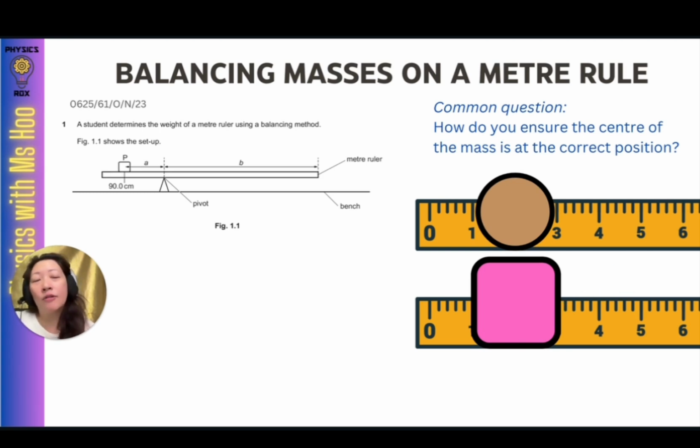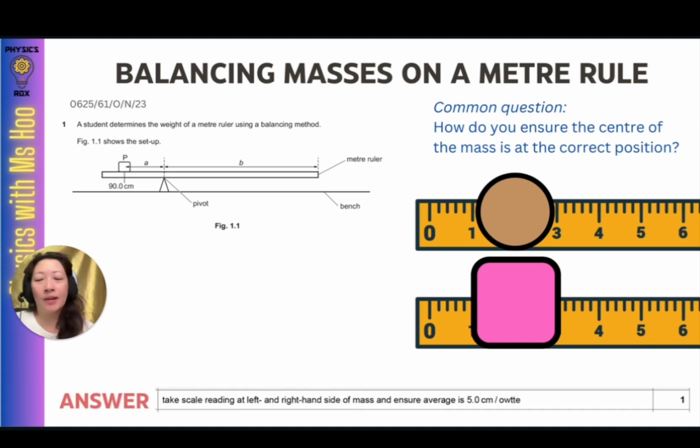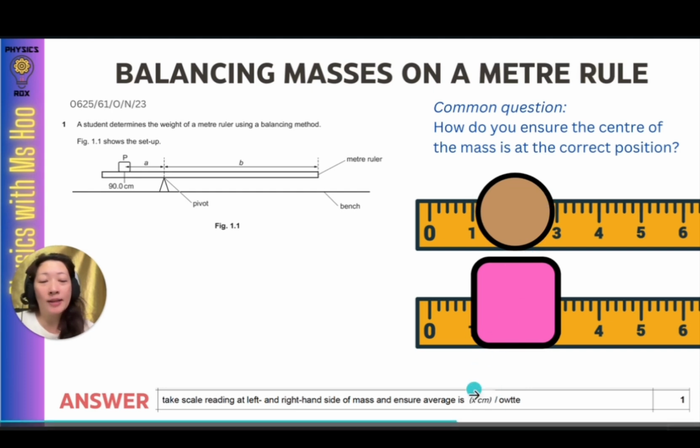So the answer you should write is actually a practical, logical answer. So think about how you do this in real life and write that out. So if you're not sure how to write it out, let's take a look at how the sample answer is in the mark scheme. So it says here, take a scale reading at the left and right hand side of the mass and ensure the average is the value that you're looking for. So I've put here as X cm because whatever value you write here, you just write down the value that you're supposed to place the mass at.